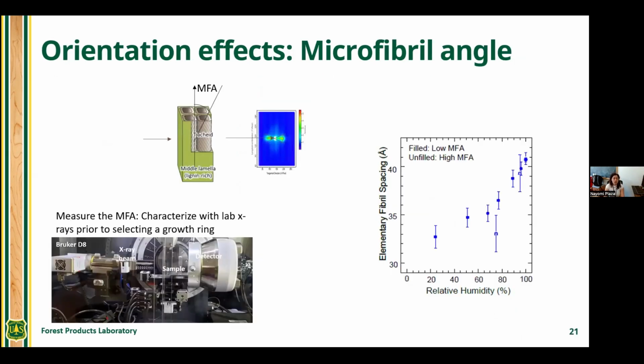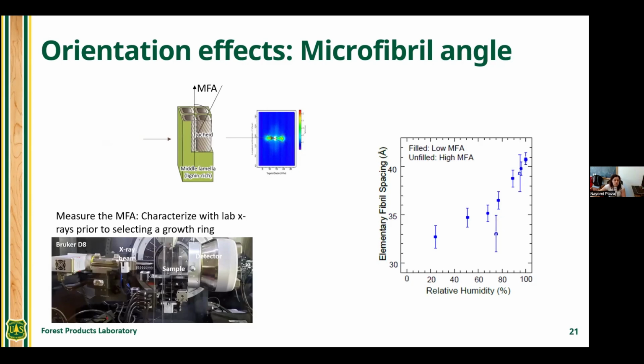Another thing that we started doing as part of preparing for beam time characterization was to check the microfibril angle of our selected growth ring. We typically pre-select growth rings before we start a study if we're trying to look at the effects of chemical effects or degradation.